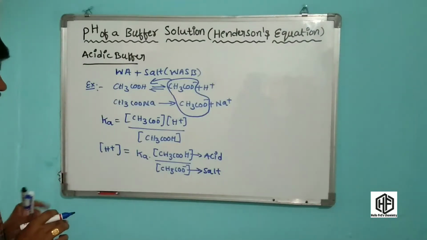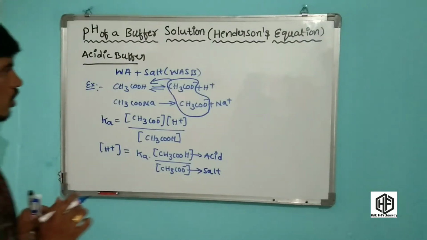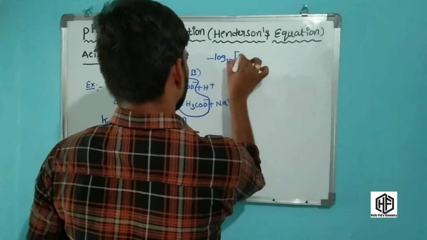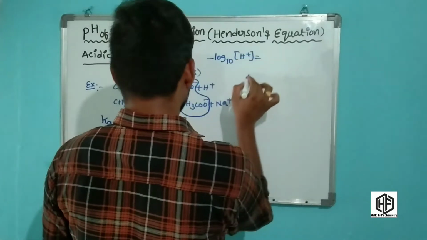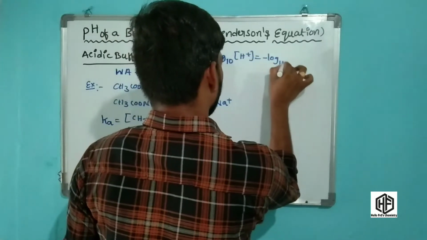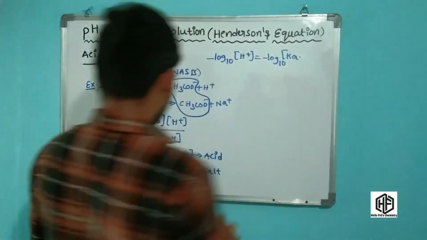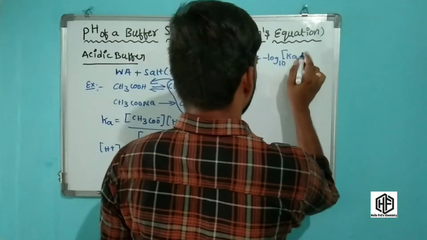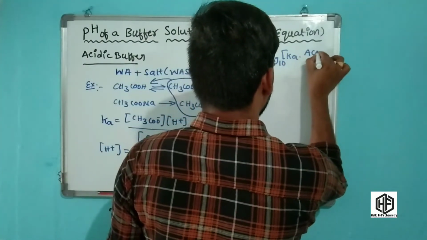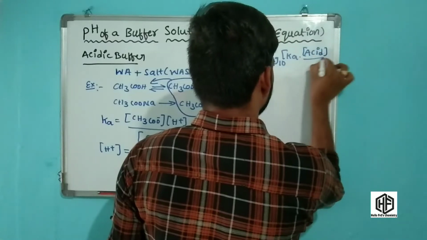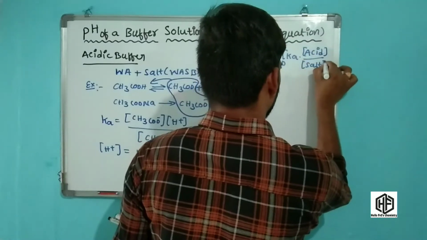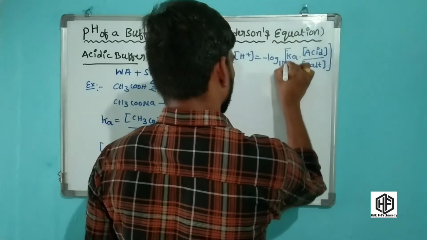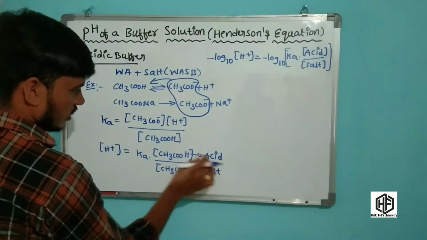Now this equation is multiplied by minus log base 10. Therefore, minus log base 10 of the concentration of H plus is equal to minus log base 10 of Ka into the concentration of acid by the concentration of salt. Friends, this is salt and this is acid.